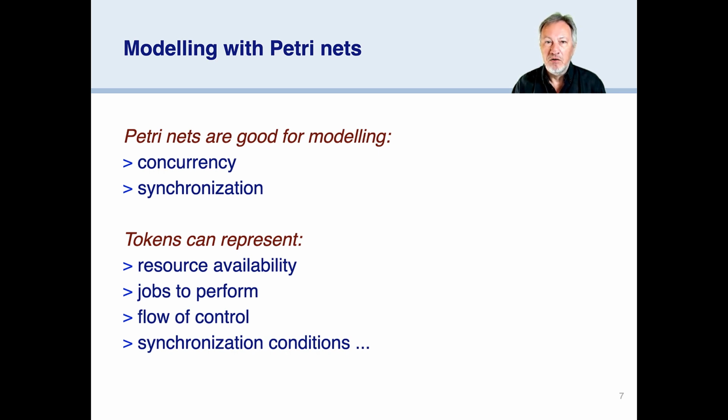We have a queue of tasks sitting in a place, and various workers, which are transitions, can grab these tasks and perform them. Or a token can mean this is where we are currently in a workflow. So the token can move and flow through the network, showing where something is actively happening. Or a token could represent a more complex kind of synchronization condition. We'll see a few examples of these.